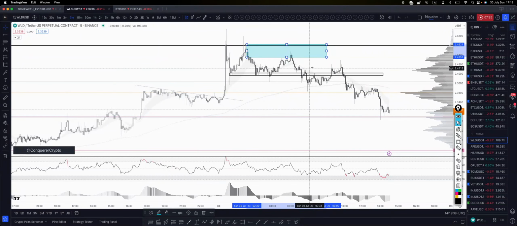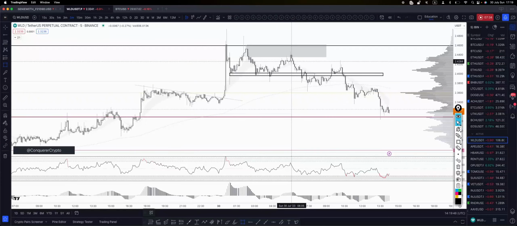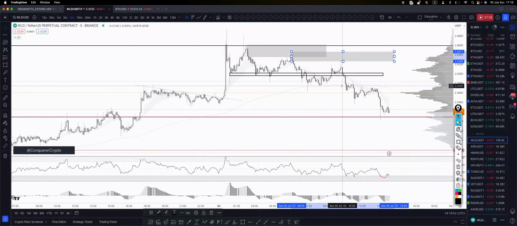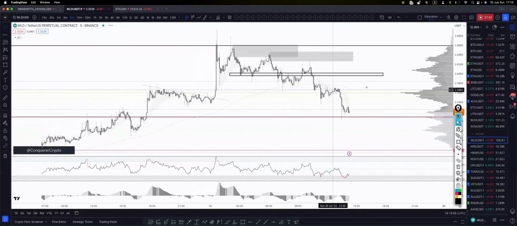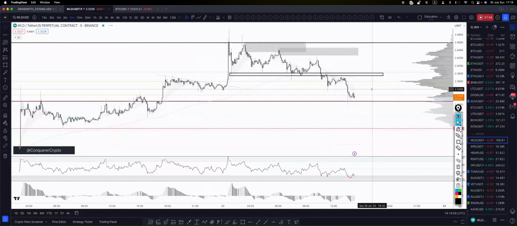And again, we have another structure break which broke the level also. And then that's another supply right there. Okay, and it just hit the supply and sold off. But what I want to show you is another level trick.